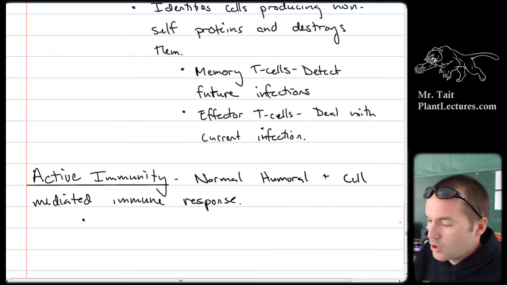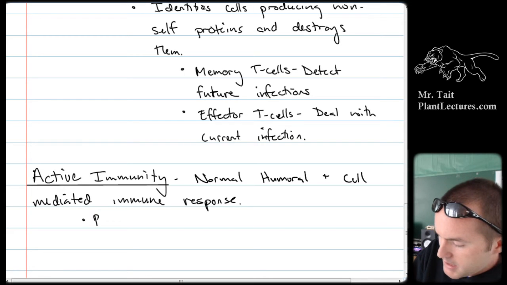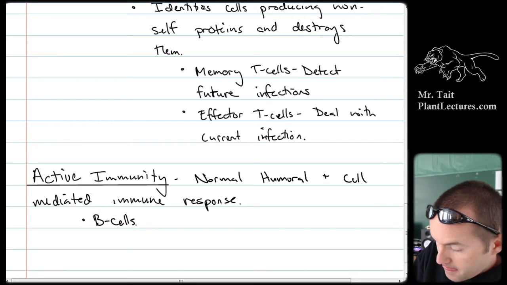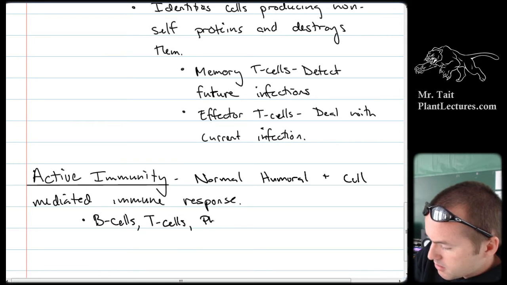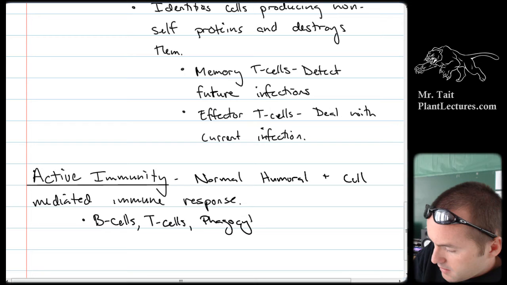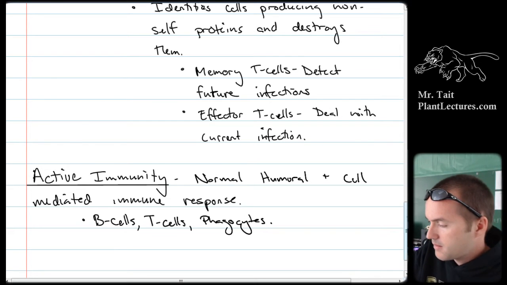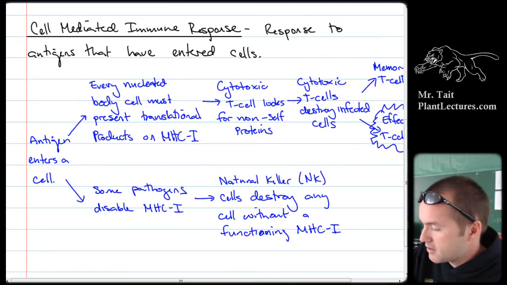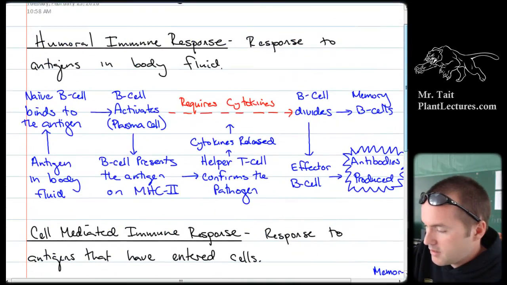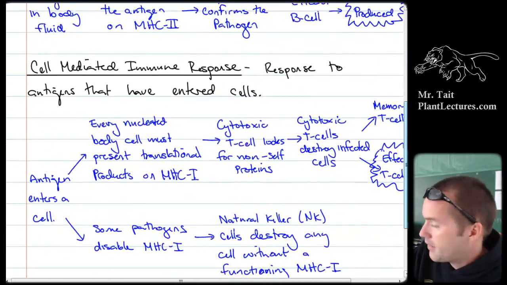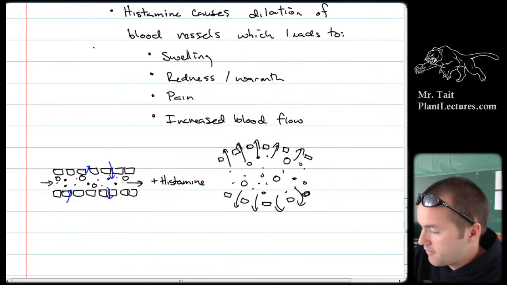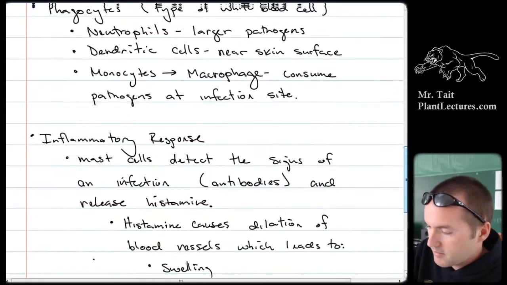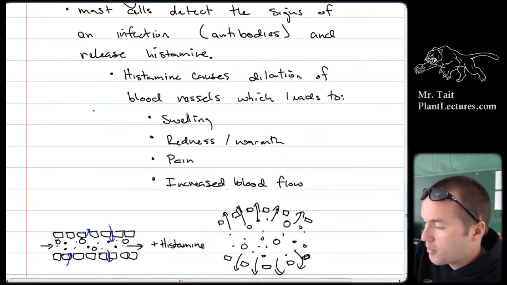All right. So the cells that are involved in active immunity are going to be B cells, T cells, and also the phagocytes. And we're not going to take much time. Basically, this here is active immunity. This is all active immunity here, and also this last part of this is active immunity. So those are all parts of active immunity.